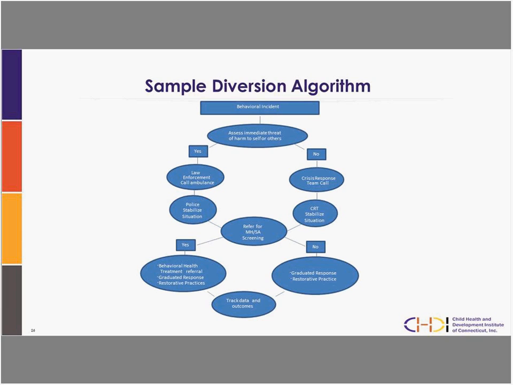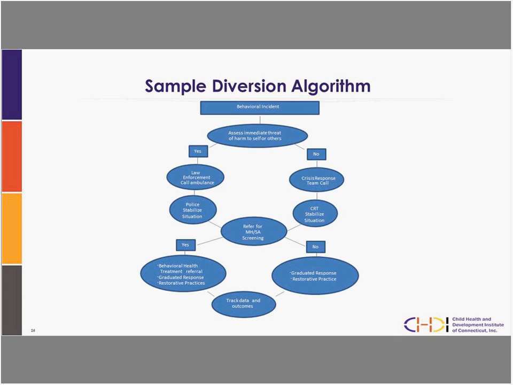So if you start with a behavioral incident, the first step is assessing: is there an immediate threat of harm to self or others? If that's yes, then maybe that involves calling law enforcement, calling an ambulance, 911, having the police help stabilize the situation. And at that point, that's when the referral for a mental health or substance abuse screen is put into place. It's always a yes or a no. Is a behavioral health treatment referral needed? Do you do a graduated response process? Can you use restorative practices? And tracking data and outcomes.